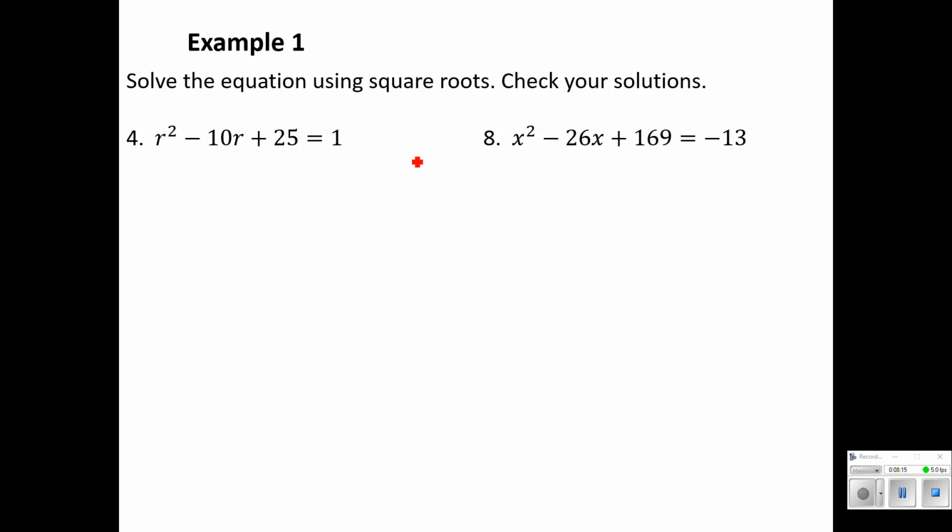Our first example is just to solve using square roots. Completing the square and using square roots are the only cases where we do not want our function set equal to 0.